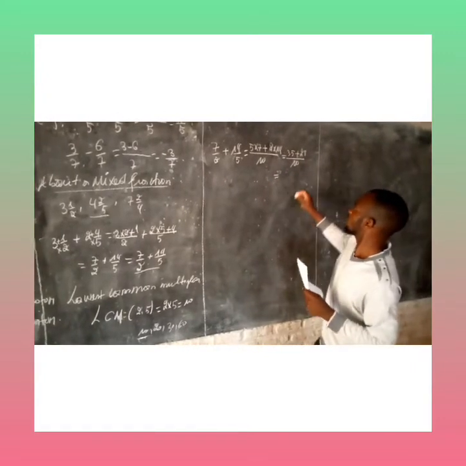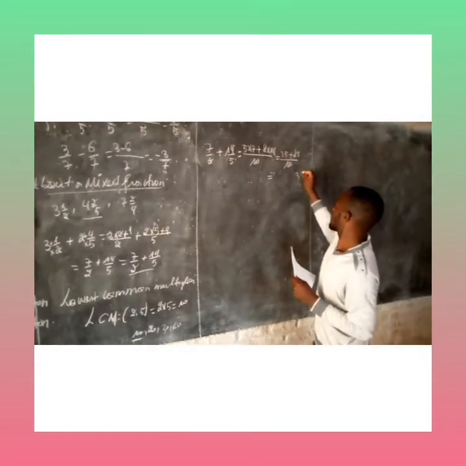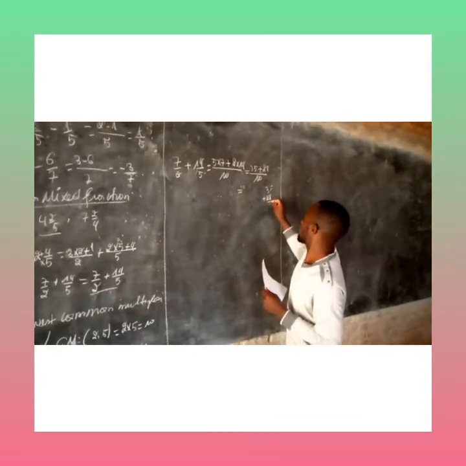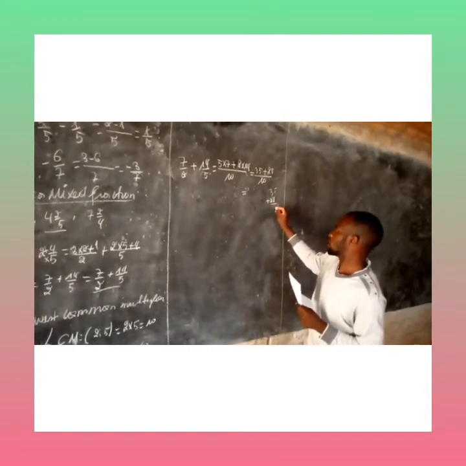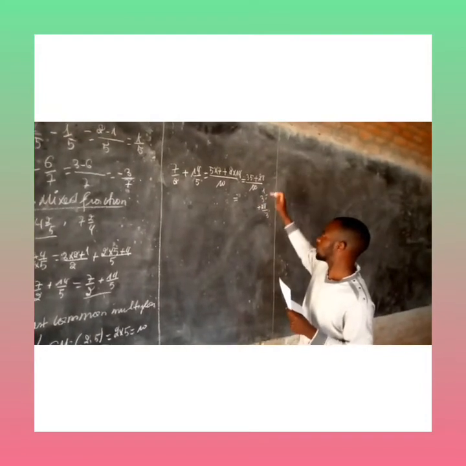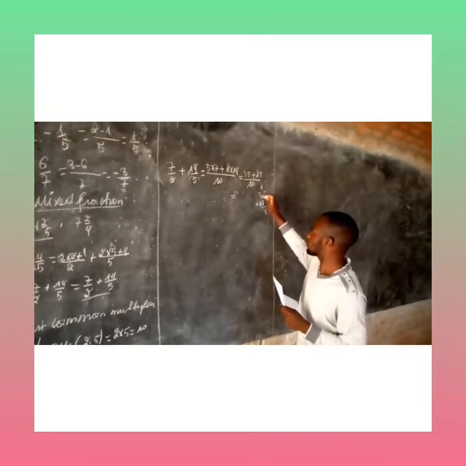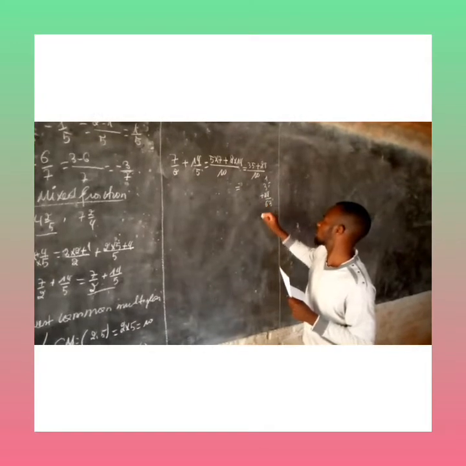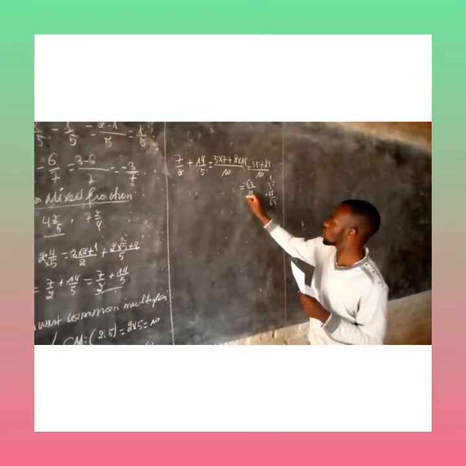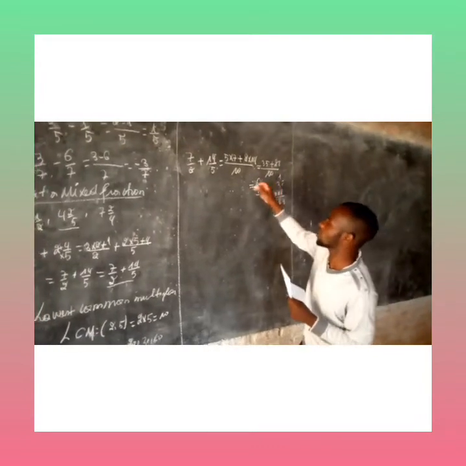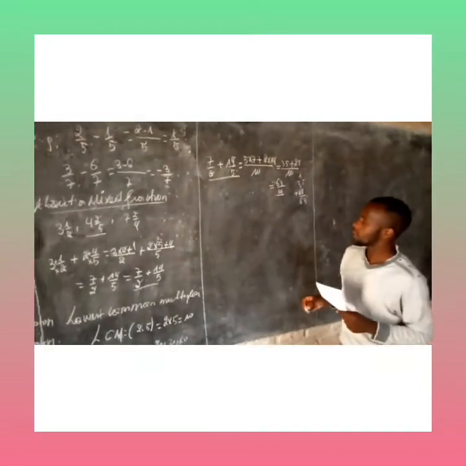So now we get 35 plus 28. Yes? 5 plus 8, we get 13. I write 3 and now I take 1. 1 plus 3, we get 4. 4 plus 2, we get 6. Means that we get 63 over 10. Means that this is the solution, the addition of those two fractions.